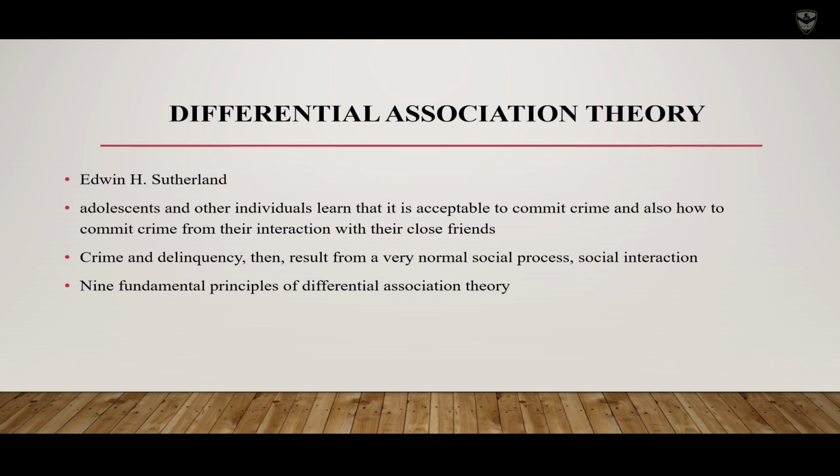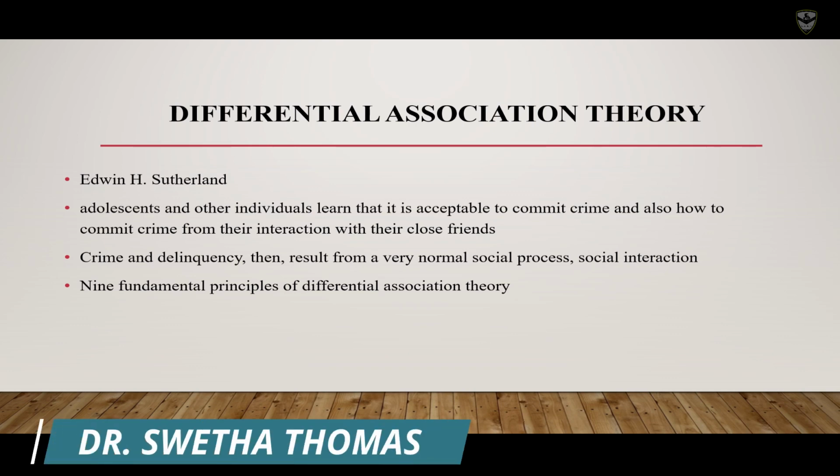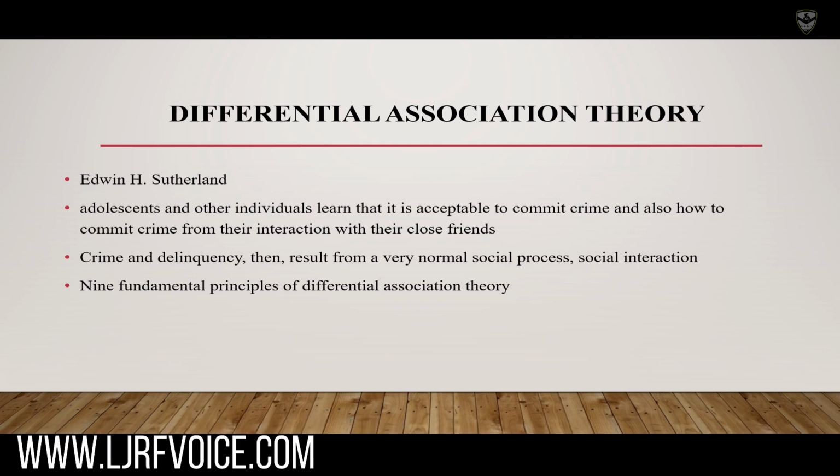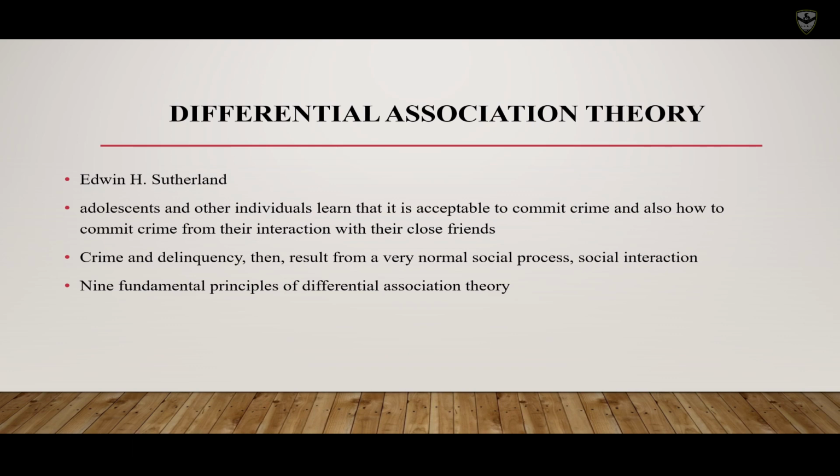So basically, crime and delinquency is a result of a very normal social process, basically interaction. That is what we have been taught from childhood also. How do we learn most of the rules and regulations or normally acceptable behavior? That is by mingling with our family, or by mingling with our friends, or we learn from a lot of people through our interactions. So crime and delinquency is also learned through social interaction.